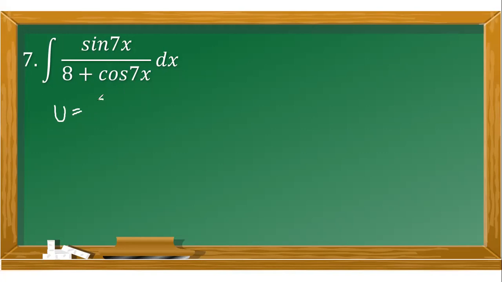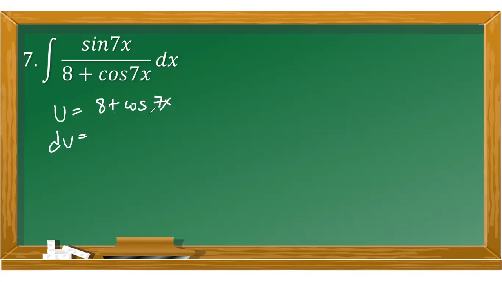Okay? So, 8 plus cosine of 7x. So, kung mapapansin din natin, derivative ni cosine is meron din tayong function na sine. So, du is derivative ni 8 ay 0. Okay? Derivative ni cosine is negative sine.